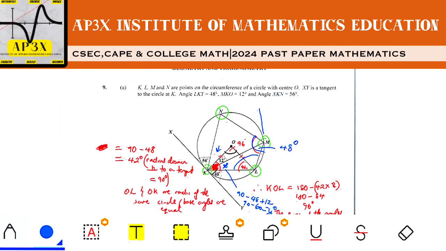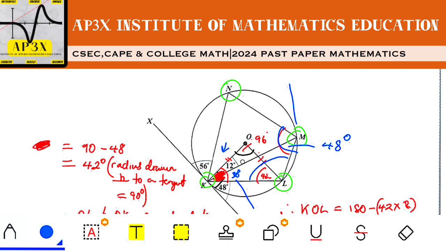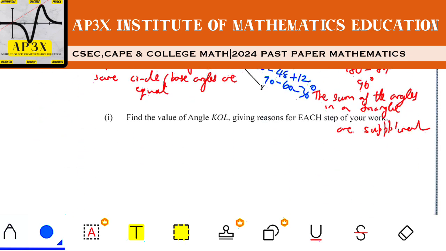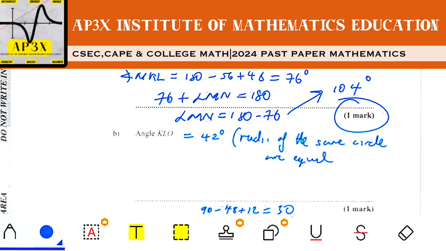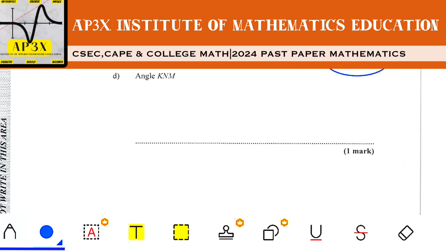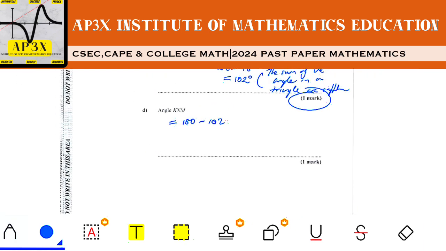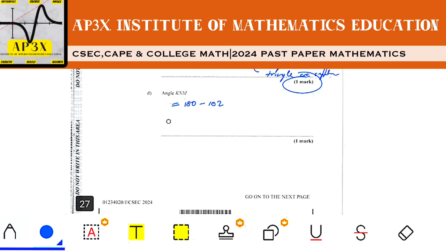K and M, this angle up here, once again it is opposite to the angle down here that we just calculated for 102. So we know that opposite angles in a cyclic quadrilateral are supplementary. So we know right away then, very similar to example number 2, question number 2, that angle K and M is going to be equal to 180 minus 102, this 102 that we just calculated here, and that's going to be equal to 78 degrees.